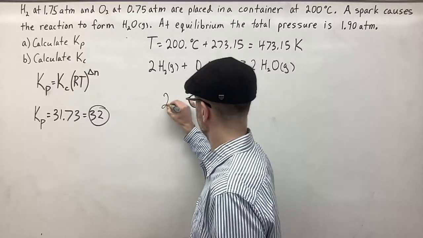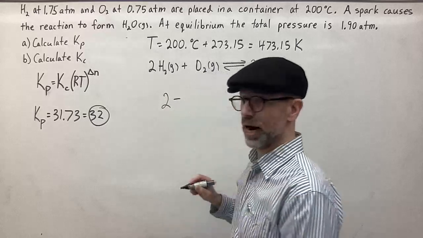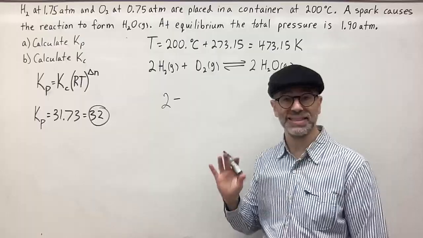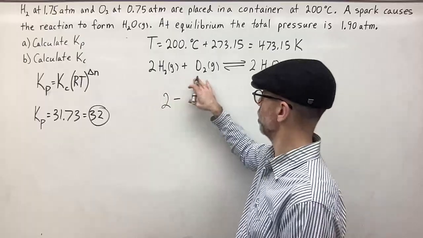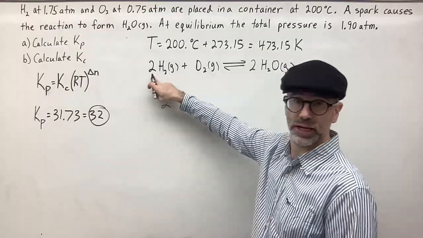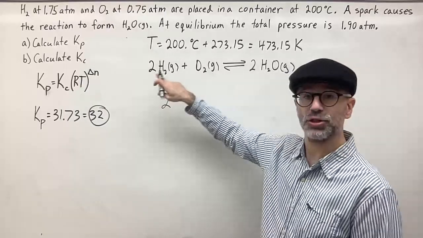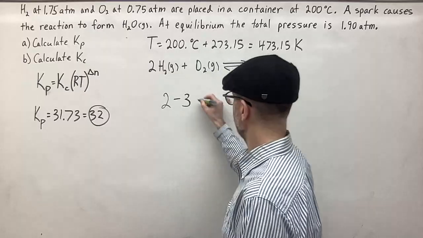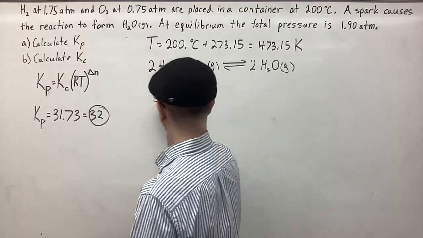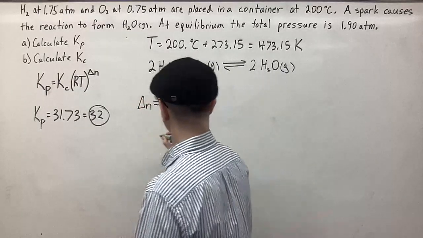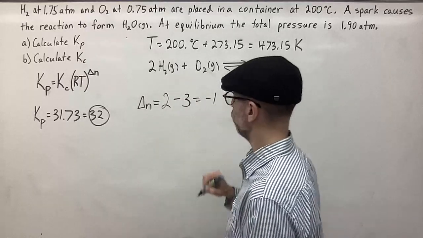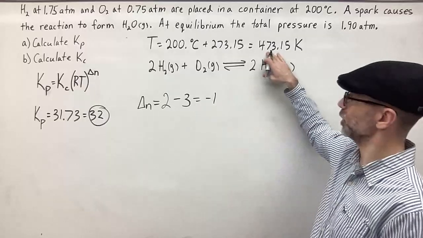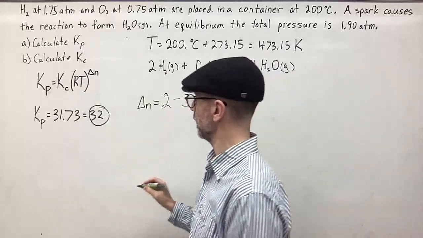So we're going to take 2, and we're going to subtract the total number of moles of the reactants in the gaseous form, and both reactants are gases. So we have 2 moles here, and we have 1 mole there. 2 and 1 is 3, so we're going to subtract 3, and so that gives us a delta N of -1. Okay, so now we have our delta N, -1. We have our temperature in Kelvin, so now we just plug everything in.